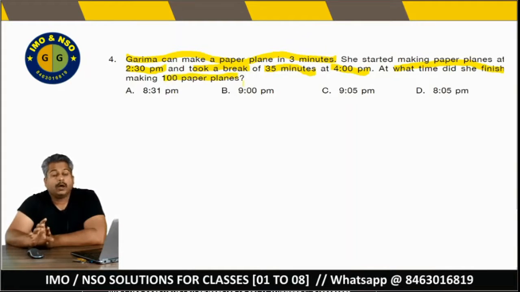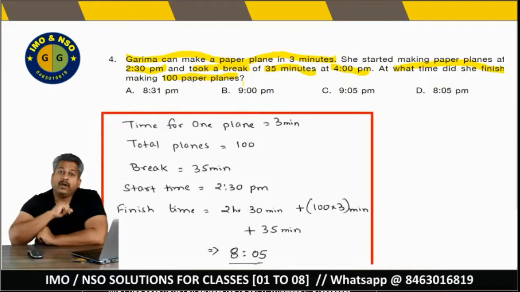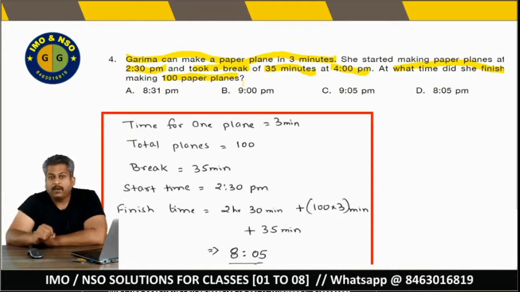So, in total, how many paper planes she had made? 100. So, if we see the answer, one paper plane can be made in 3 minutes and total planes are 100 and the break time is 35 minutes. That means from the starting time, what was the starting time? The starting time was 2:30 p.m. So, from this particular time, we have to add all these different timings.